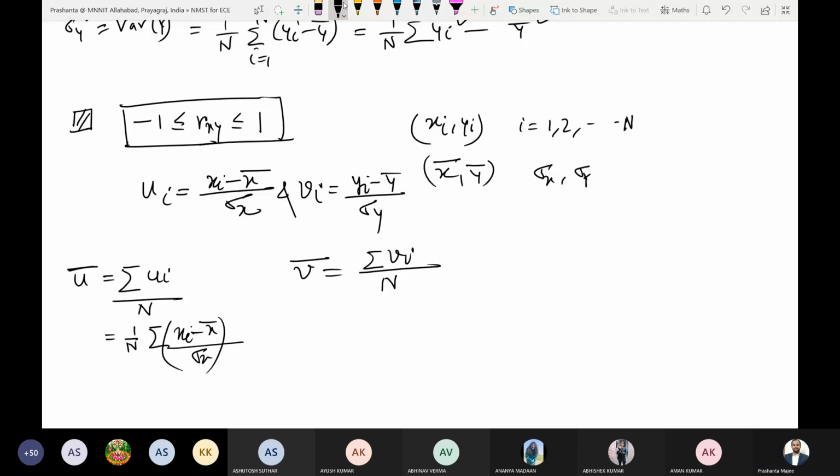So what is that? Simplify. I'll leave some calculation. You are not listening. These two values will be coming to be 0. You do some calculation. These two values will be coming to be 0. So mean value of u variable is 0 and mean value of v variable is 0.